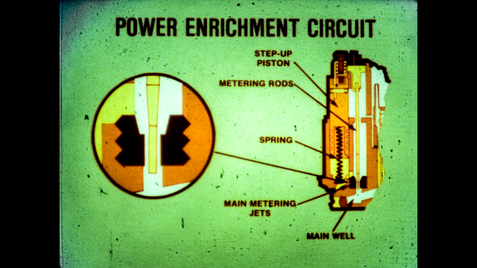This is a power enrichment circuit. It's controlled by mechanical linkage and engine vacuum. Metering rods provide more fuel for power enrichment. As the throttle opens, the decrease in manifold vacuum allows a spring to raise the metering rods. This permits more fuel to flow through the jets into the main well.